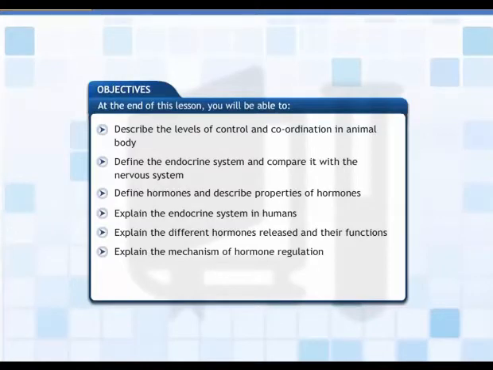In this lesson, you will learn about the endocrine system in animals. At the end of this lesson, you will be able to describe the levels of control and coordination in the animal body, define the endocrine system and compare it with the nervous system, define hormones and describe properties of hormones, explain the endocrine system in humans, explain the different hormones released and their functions, and explain the mechanism of hormone regulation.